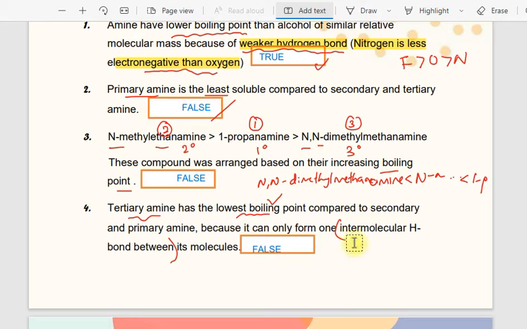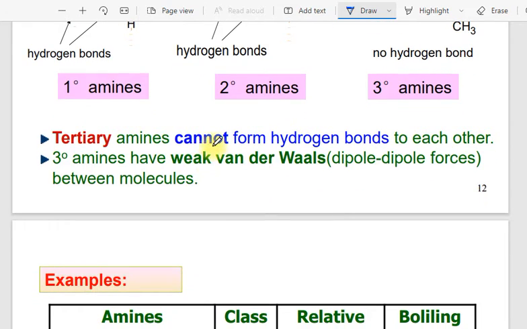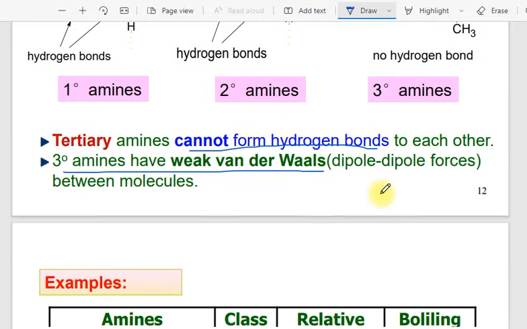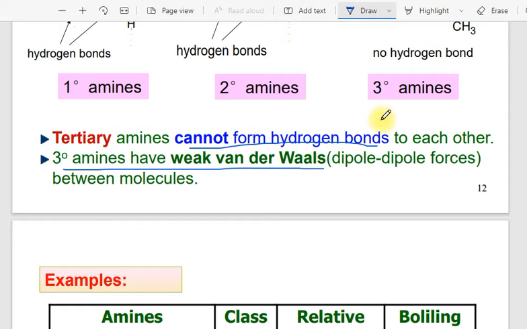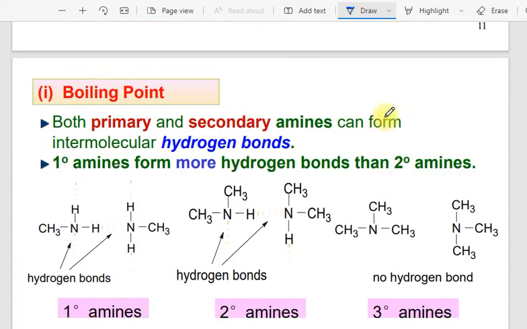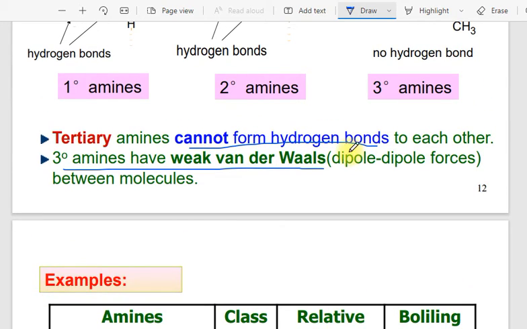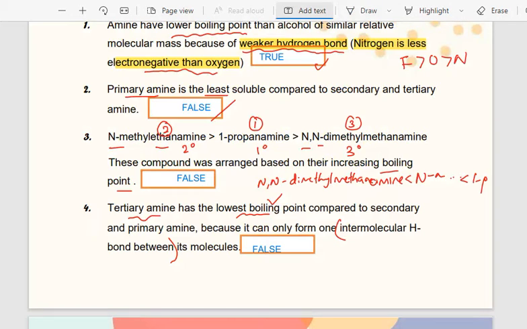We check one more time. Tertiary amine cannot form hydrogen bonds to each other, so it has only weak van der Waals forces. It is polar, so there are dipole forces between molecules. For sure it has the lowest boiling point, but the reason is not that it can form only one hydrogen bond, but that it can only form weak van der Waals forces. So please take note. The statement is correct, but the reason is wrong, so the answer is false.